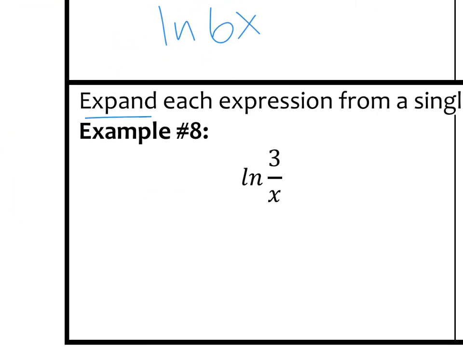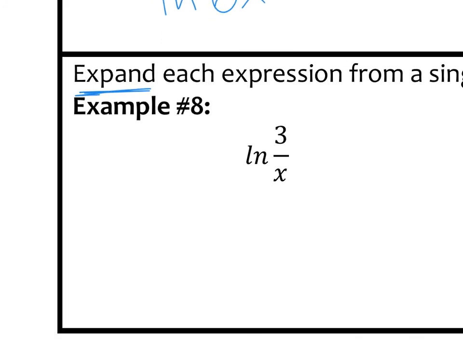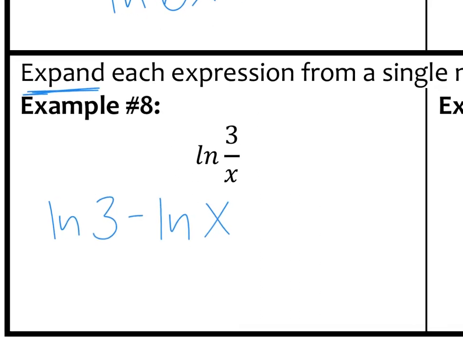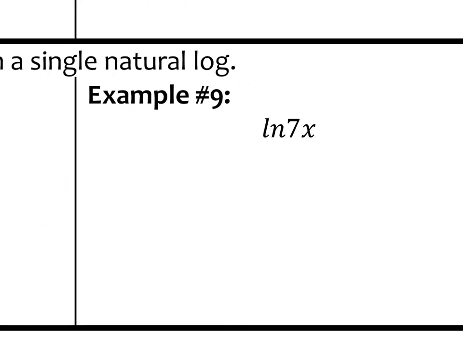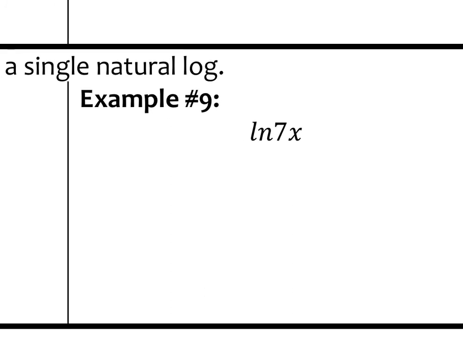And now I want to expand, so I want to break it up into multiple natural logs. Well, I see division, so remember division separates with subtraction, so this would be natural log of 3, top goes first, minus natural log of x. And expanding this one here, 7 times x, they're being multiplied together, so I want to break that up into addition, so natural log of 7 plus natural log of x.